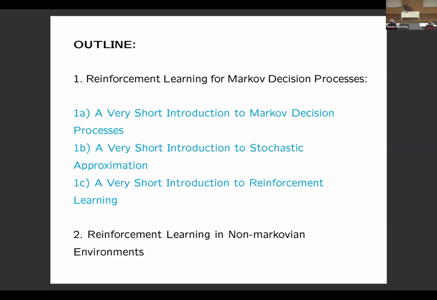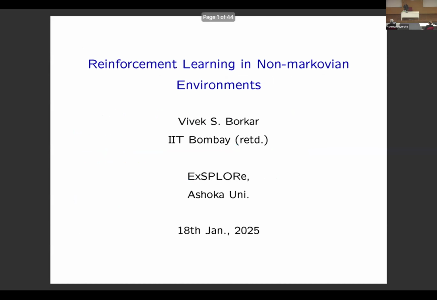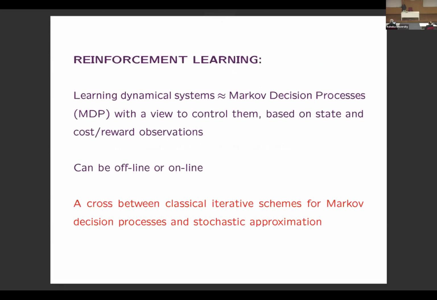So let me start with Markov decision processes. So the first topic is the Markov decision process. Even before I start on that, this is the one-line summary. Reinforcement learning is actually machine learning for dynamical systems, something evolving in time. You're trying to control them, or at least learn what they are doing. So there's this time element.